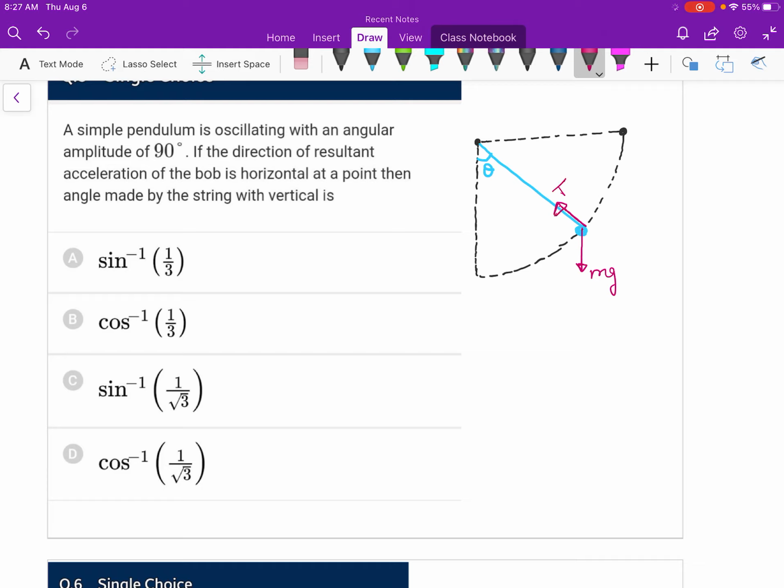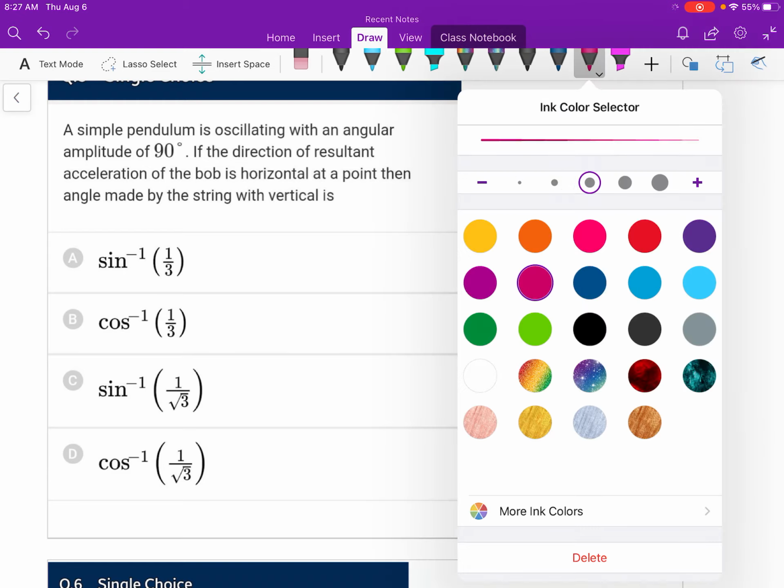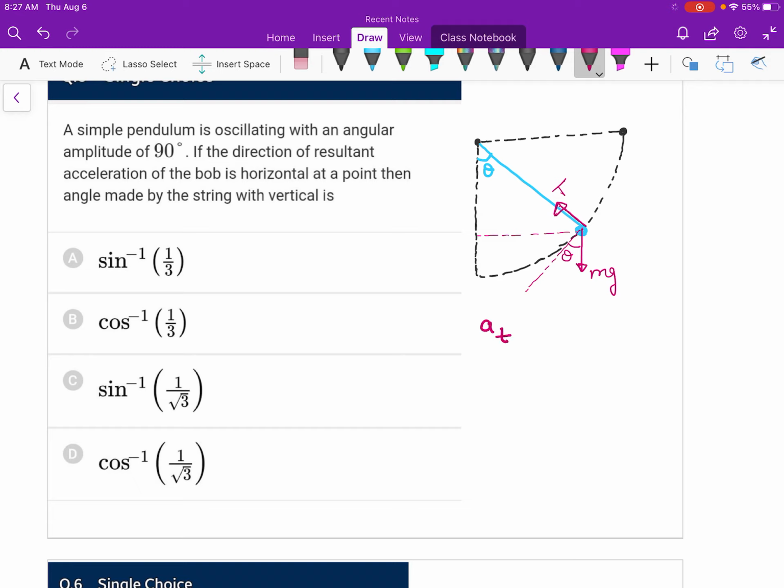Okay, so for tangential acceleration, this angle is theta. So a_T is g sine theta, and a_C we know is v square by L. Okay, so in this direction acceleration is v square by L, and in this direction acceleration is g sine theta. So the net acceleration is along horizontal.